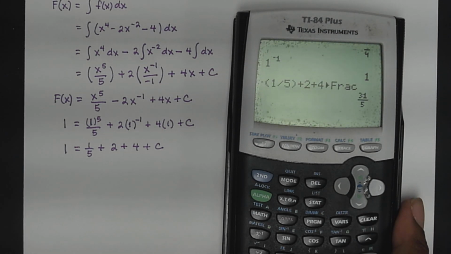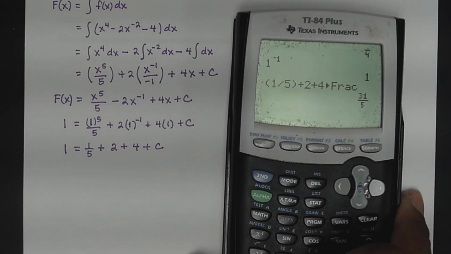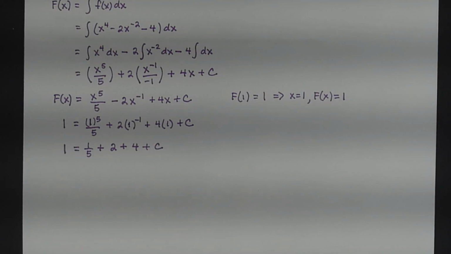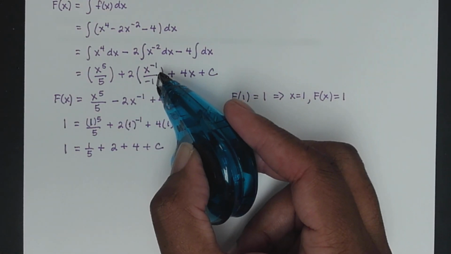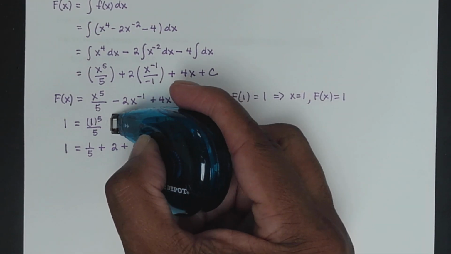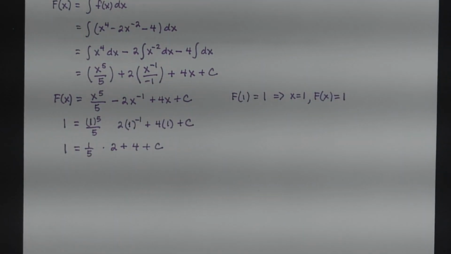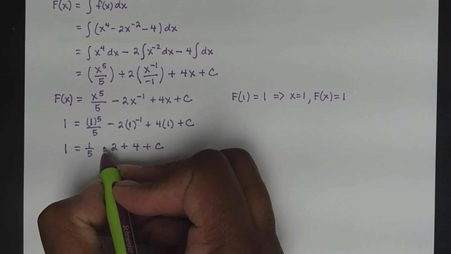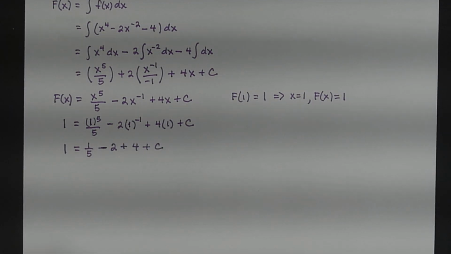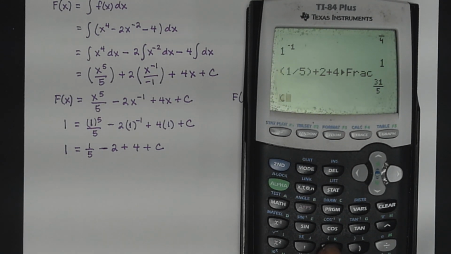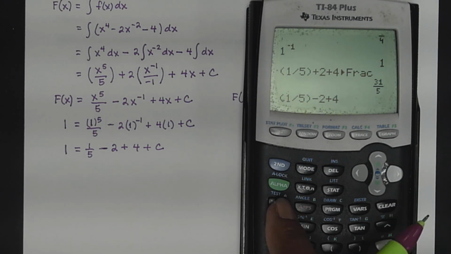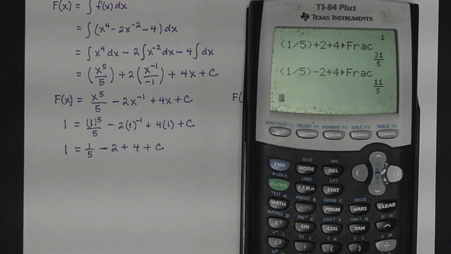I take that back. This should be a minus sign. This should be minus. I apologize for that. So let me try this again. 1 divided by 5 in parentheses minus 2 plus 4. And then math, number 1 for fraction. That would give you 11/5.